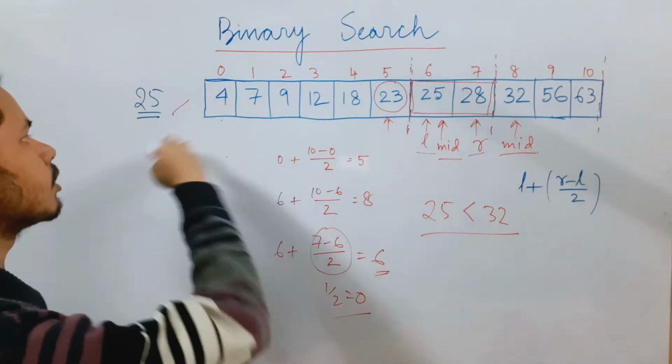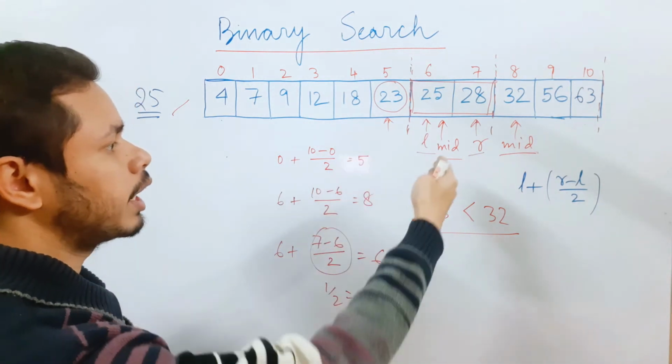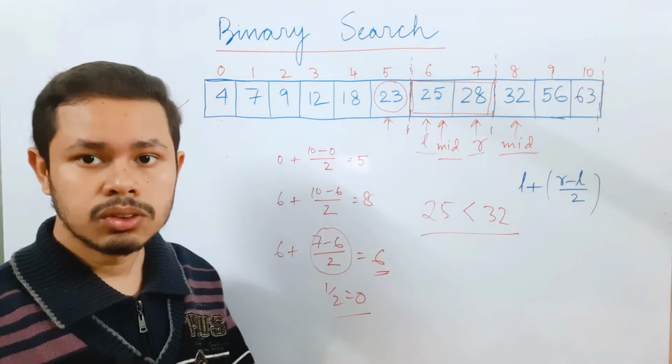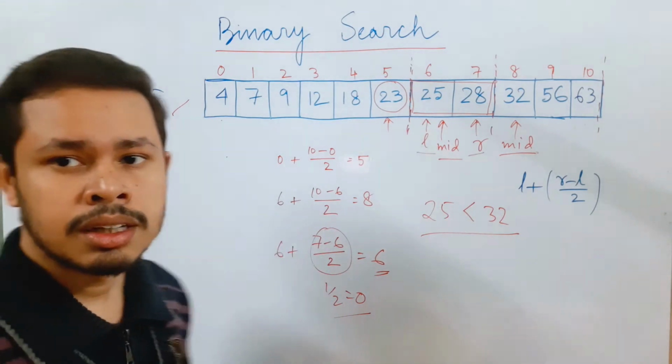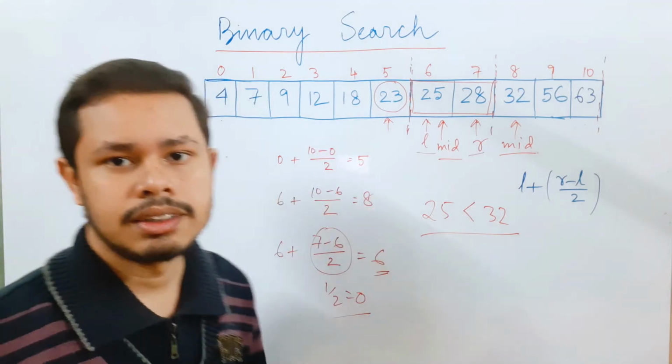Now compare this with our search element, and yes, we have got our element. So the middle element equals the search element, right? So we have found our element. So this is how the whole binary search works.